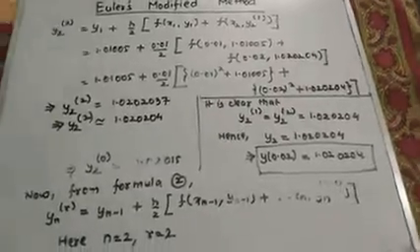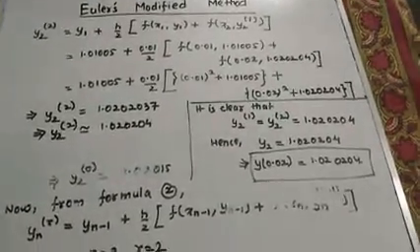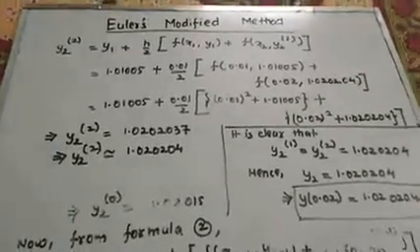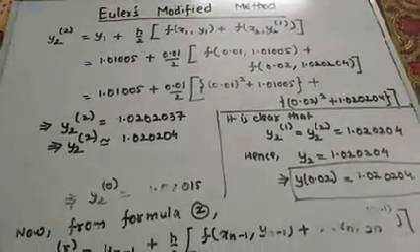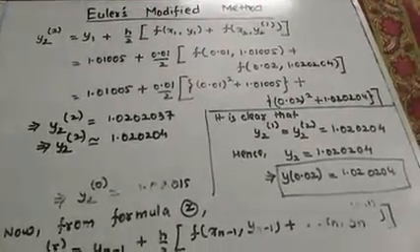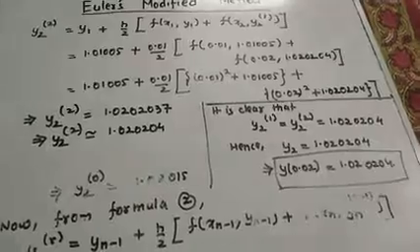So this is all about the Euler modified method. I hope you got this method, and if you have any doubt or any question, just let me know. I will try to solve that also.